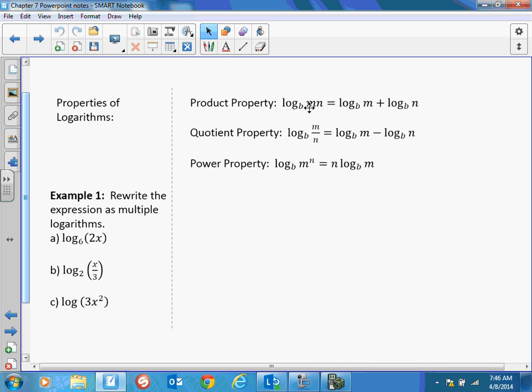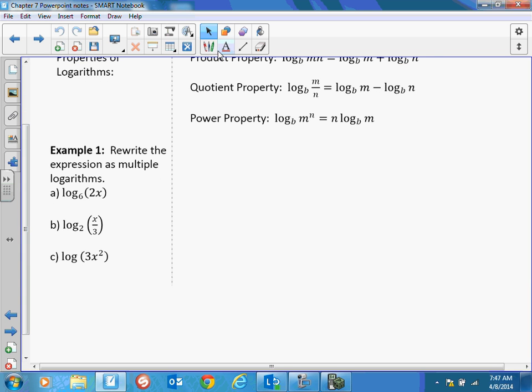If you have a single log and they're multiplying, you can write them as two separate logs and add them. If you have a single log and you're dividing, you can write them as two separate logs and subtract them. And if you have a single log and you have an exponent, you can move the exponent in front of the log and multiply that number of the exponent by the original log. So this is what you're going to do in this section.